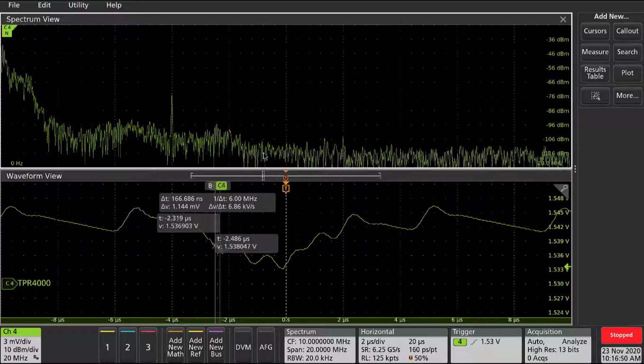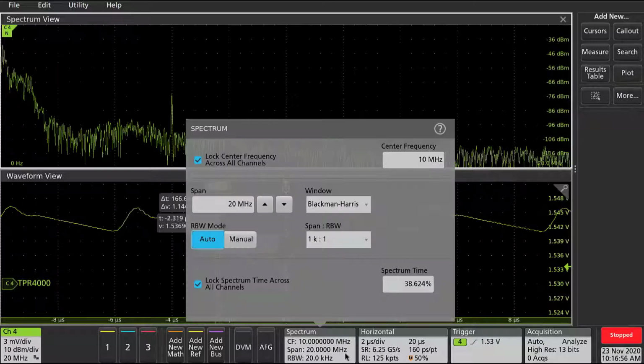What's nice about this is if you see the spectrum badge down here at the bottom, let me open that up, you'll see the center frequency that I've set here is 10 megahertz. The span that I've set here is 20 megahertz to couple in line with the 20 megahertz bandwidth filter that I'm using. And my RBW is set to a ratio between span and RBW.